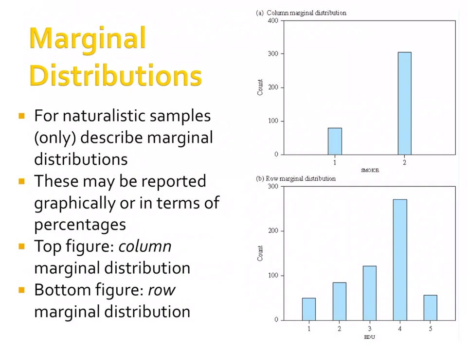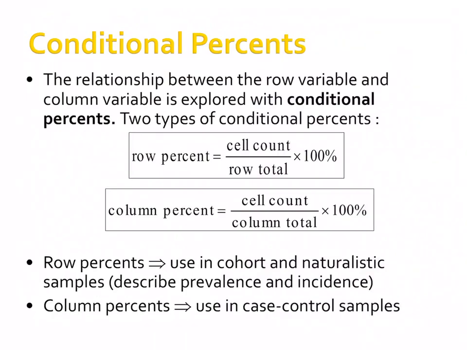So other ways you can express the tables, you can show them through a histogram chart here. And here you have your rows and your columns displayed as histograms. And then you have conditional percents. The relationship between the row variable and the column variable is explored with conditional percents.